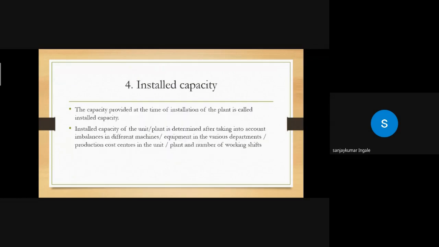Now, the fourth one is installation capacity. The capacity provided at the time of installation of the plant is called the installed capacity. Installed capacity of the unit or plant is determined after taking into account imbalance in different machines or equipment in the various departments or the production cost centers in the unit plant and number of working shifts.